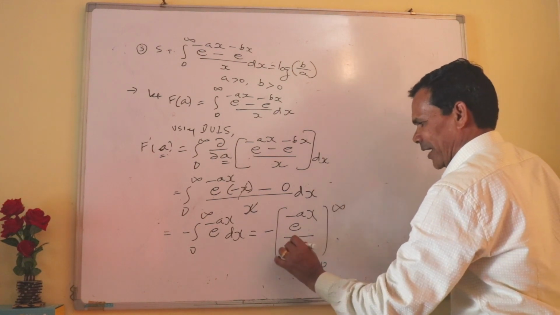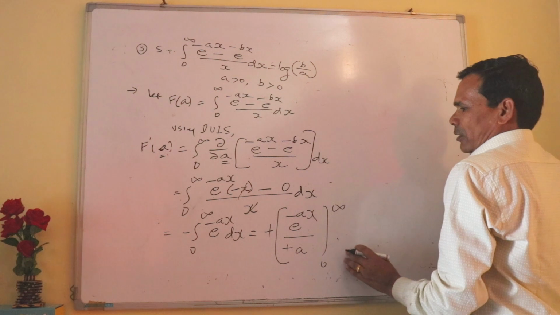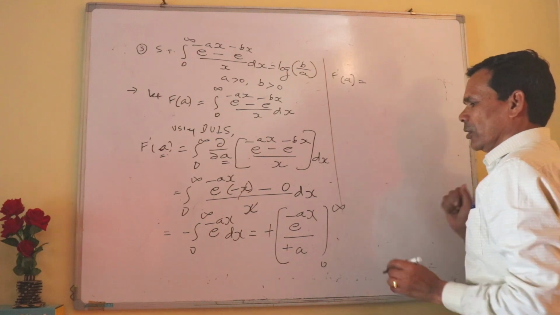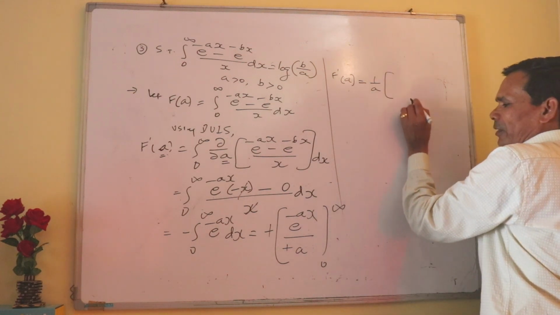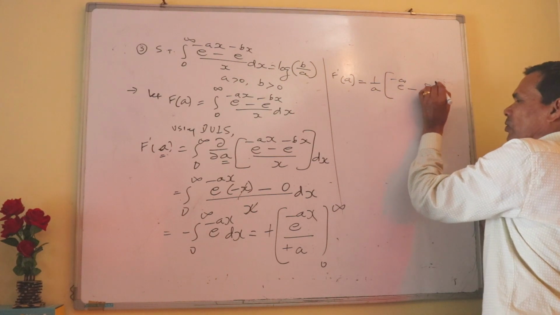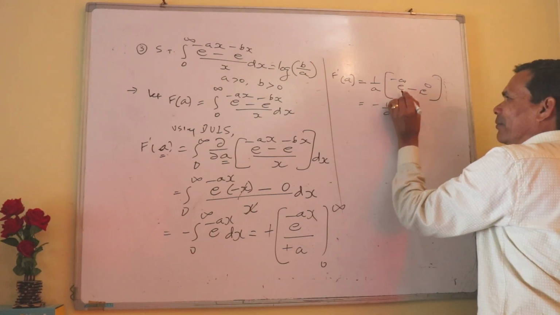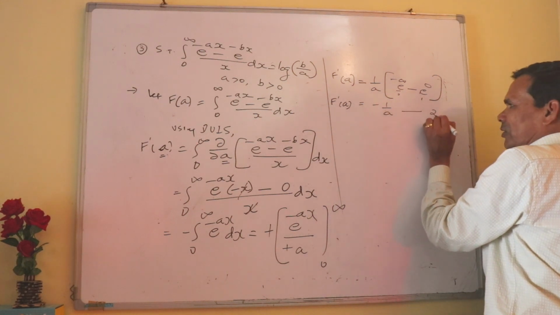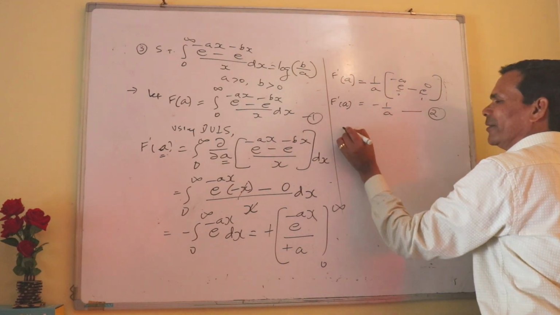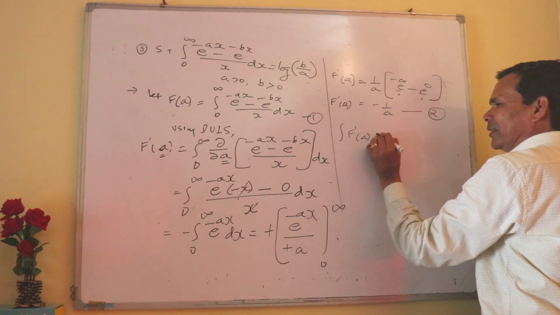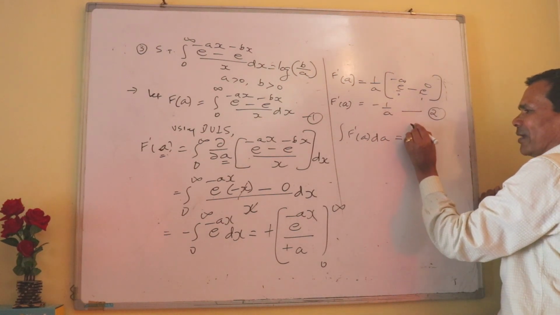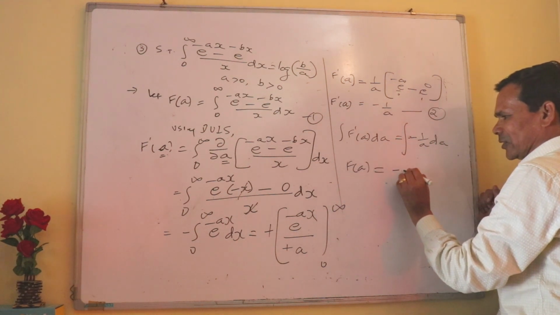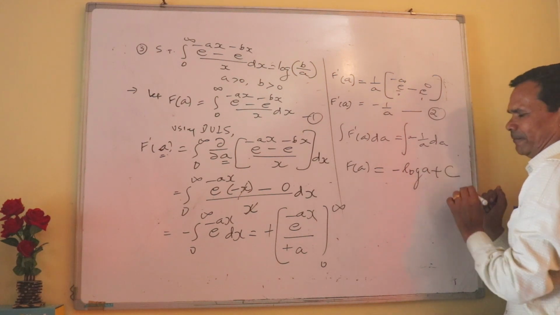Limits 0 to infinity, minus minus plus here. So we apply the limits. We got this as 1 upon a, e raised to minus infinity minus e raised to 0. So you are getting minus 1 upon a, because this is 0, this is 1. So f dash a, we integrate this. On integrating f dash a dA with respect to the parameter, minus 1 upon a dA. So we integrate this. This is f of a and this is minus log a plus c.